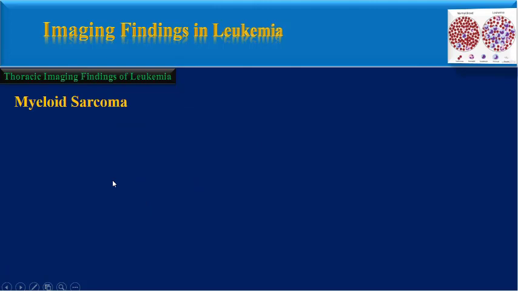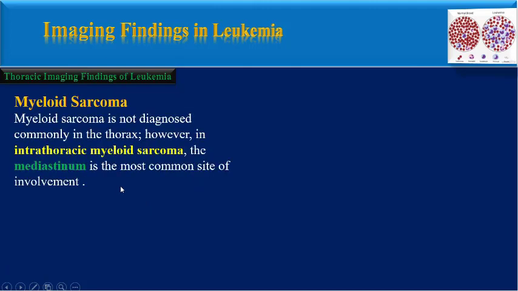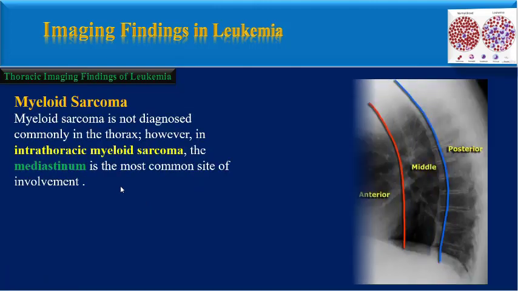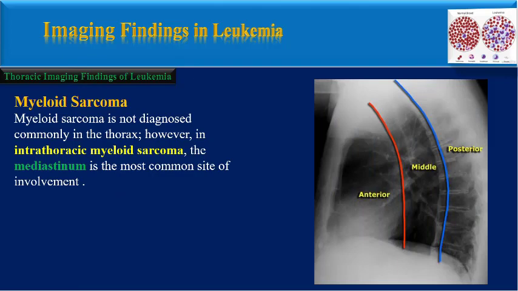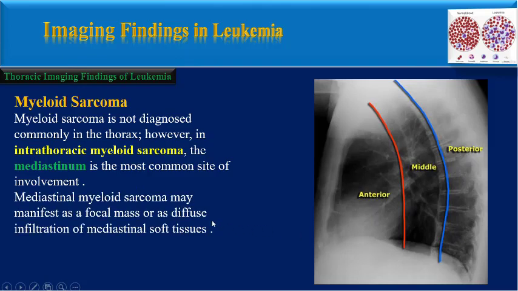Myeloid sarcoma is not diagnosed commonly in the thorax. However, in intrathoracic myeloid sarcoma, the mediastinum is the most common site of involvement. Mediastinal myeloid sarcoma may manifest as a focal mass or as diffuse infiltration of mediastinal soft tissues.